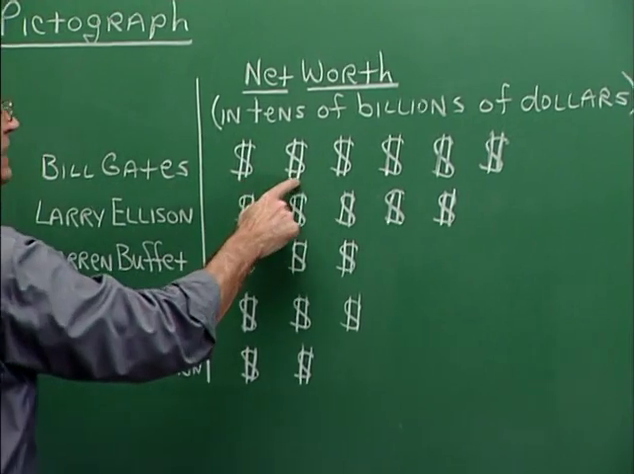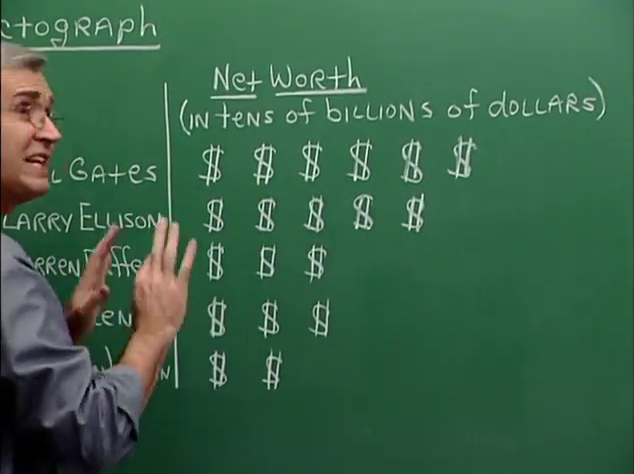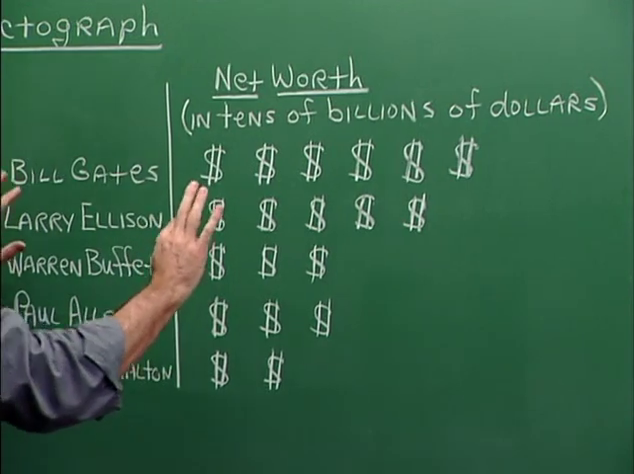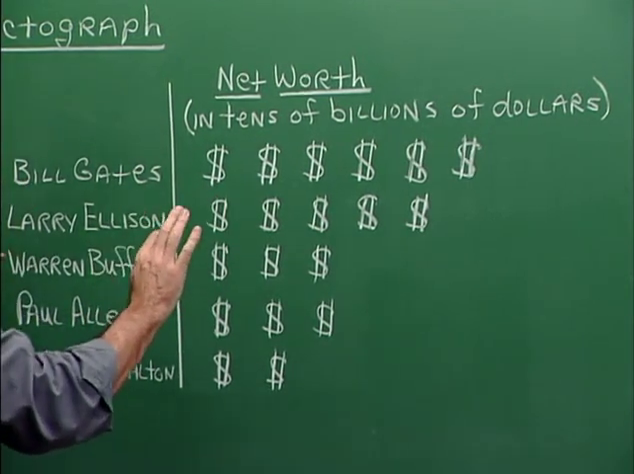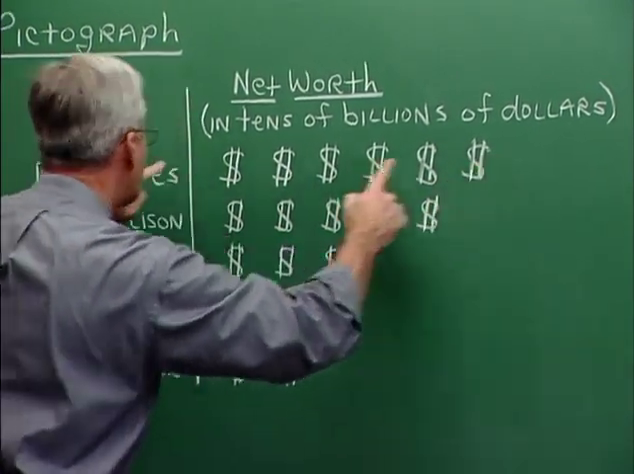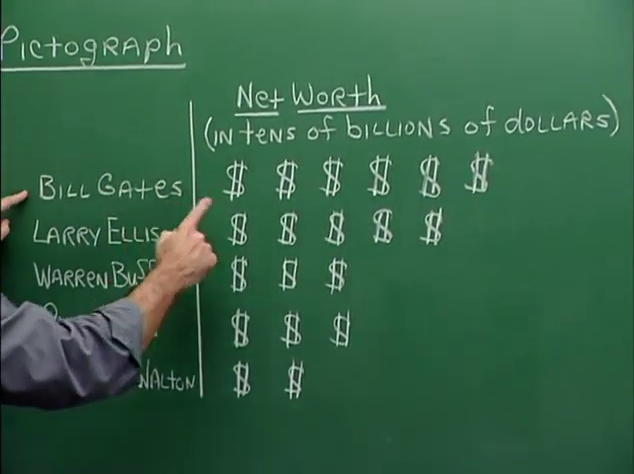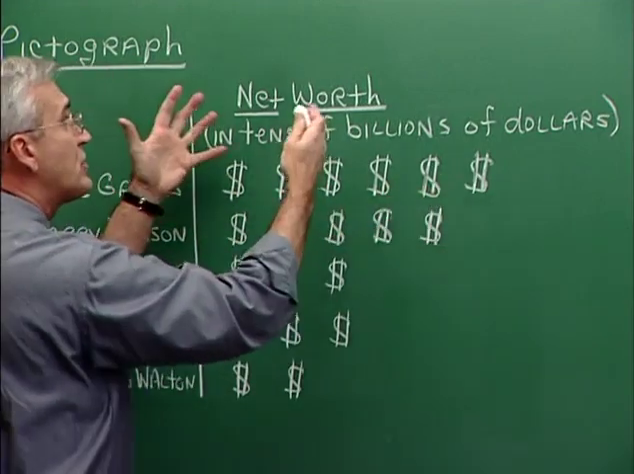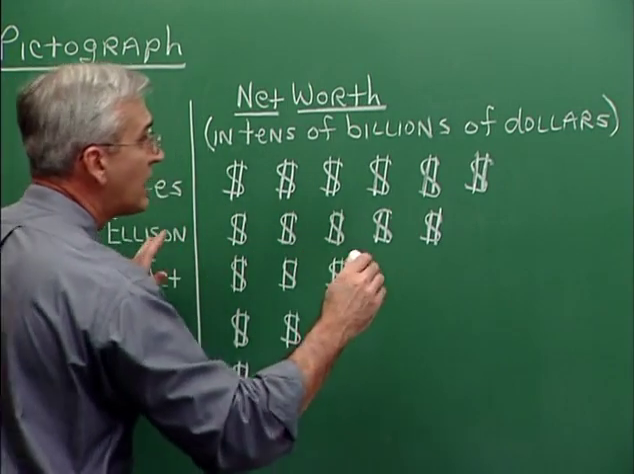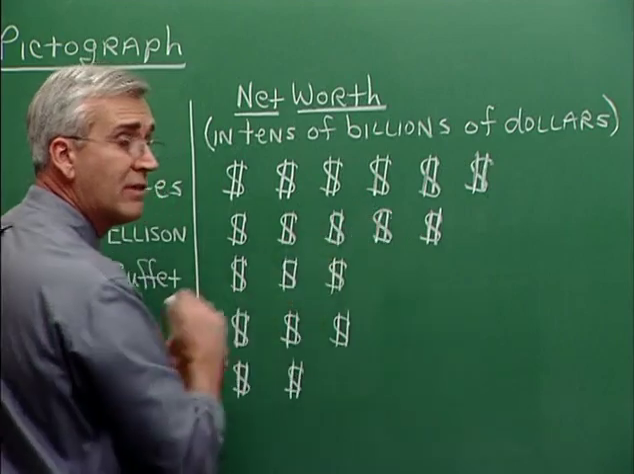So each of these big dollar signs stands for $10 billion. Now, just by looking at a pictograph like this, just by looking at this picture, we can see that because we have more dollar signs here associated with Bill Gates, Bill Gates has the largest net worth of all of these folks that are in this list. All right, and we can even tell the difference between any two of them rather easily.